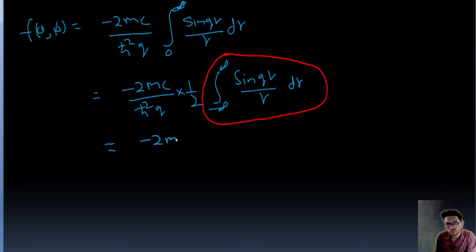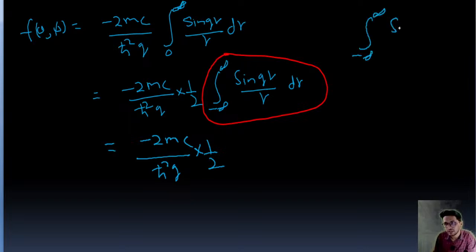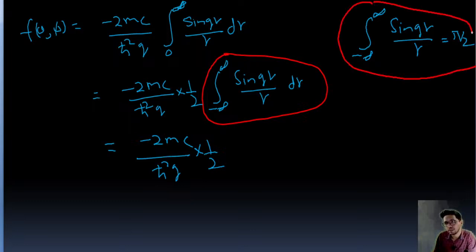So this is minus 2mC upon h cut square q into 1 by 2. This value I have already told, right? This is integration minus infinity to plus infinity sine qr upon r, and this value is pi by 2. Okay, very important one. You need to note down and memorize it, guys. Okay, so I'm going to write directly here. So this is pi by 2. This is f theta phi, the scattering amplitude, right? So from here we can find the differential scattering cross section. This we know.